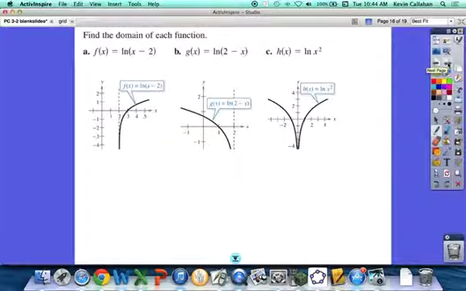Okay, so find domain. The ln of x minus 2, right? What is the shift when you take away 2 inside the function? Goes to the right 2. So what happened to the asymptote? It moved to the right 2. So here's the new asymptote, x equals 2. So the domain is x is greater than 2.